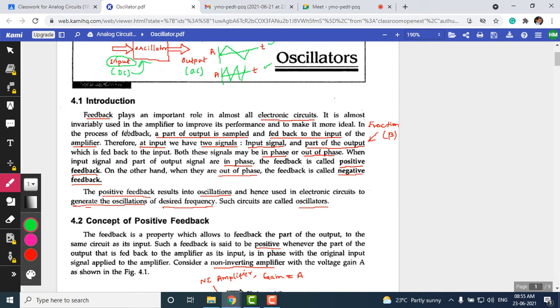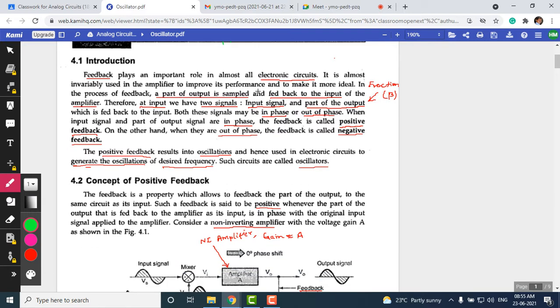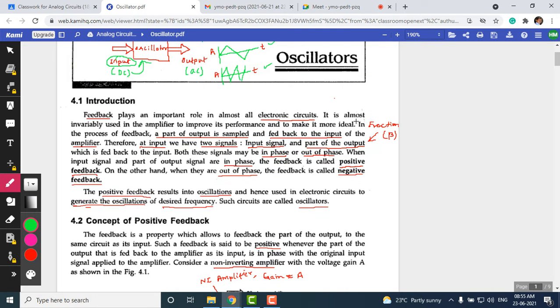Feedback is almost invariably used in amplifiers to improve performance and make them more ideal. If you have studied amplifier circuits, you have studied two types: with feedback and without feedback. Even in module 2 we discussed the common source amplifier. If you can recall, we discussed the common source amplifier without feedback, that is without source resistance, and the same common source amplifier with RS. With RS means it is with feedback, and without RS means there is no feedback.